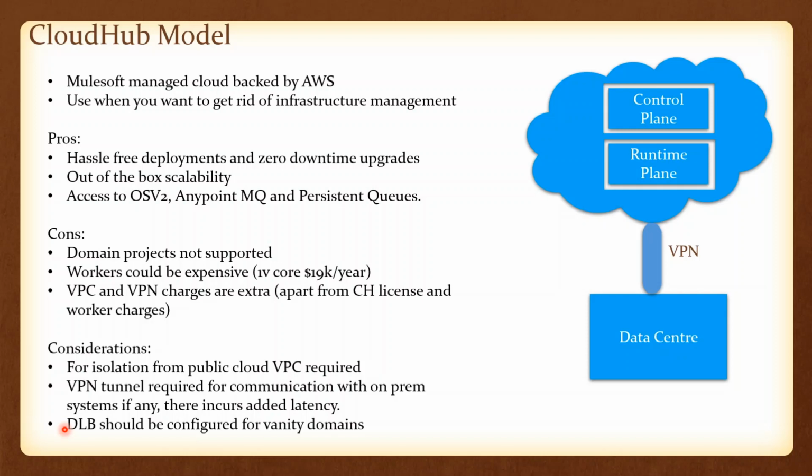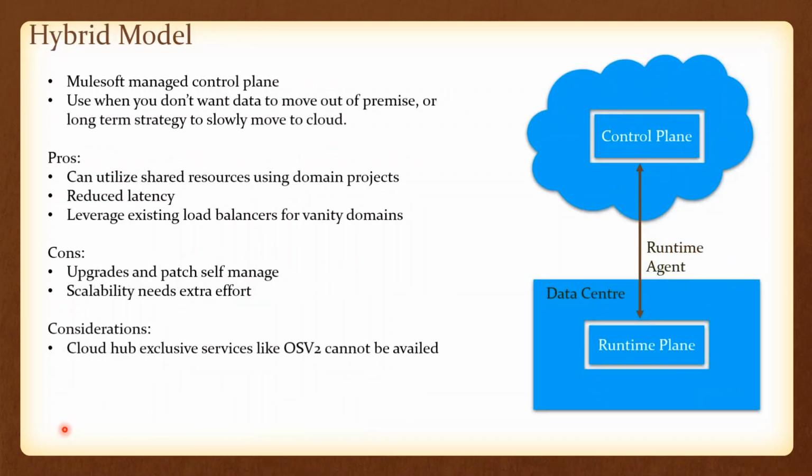So that was about the CloudHub model. On similar lines, we have the hybrid model, but there is a slight difference over here. As we can see from the diagram, only the control plane is present on the cloud, whereas the runtime plane is in the data center. And how is the control plane able to communicate with the runtime plane or pass all the control instructions? It's through the runtime agent.